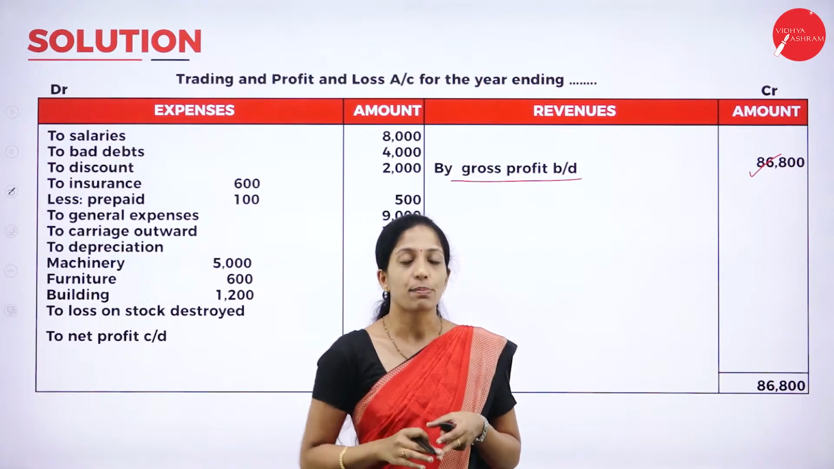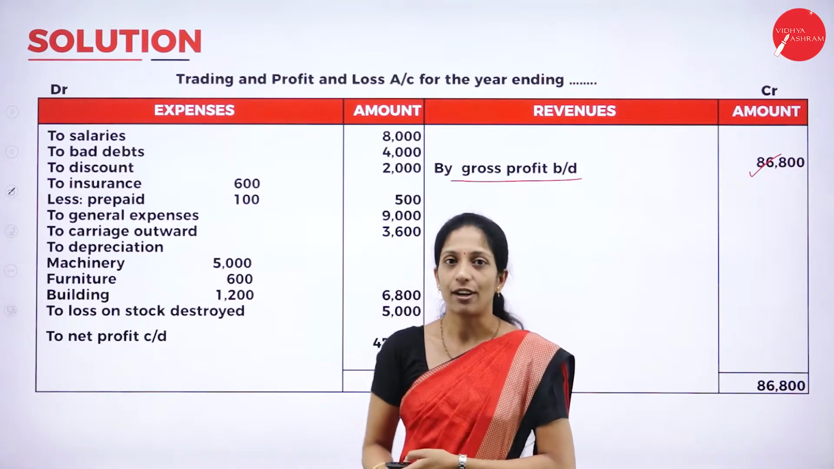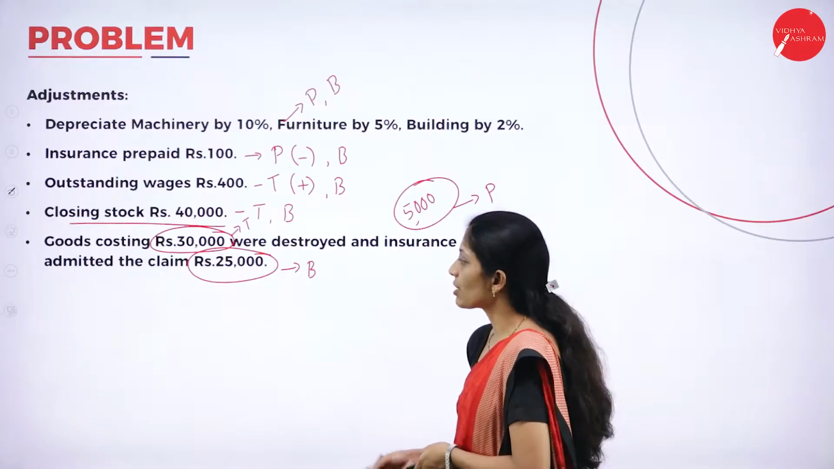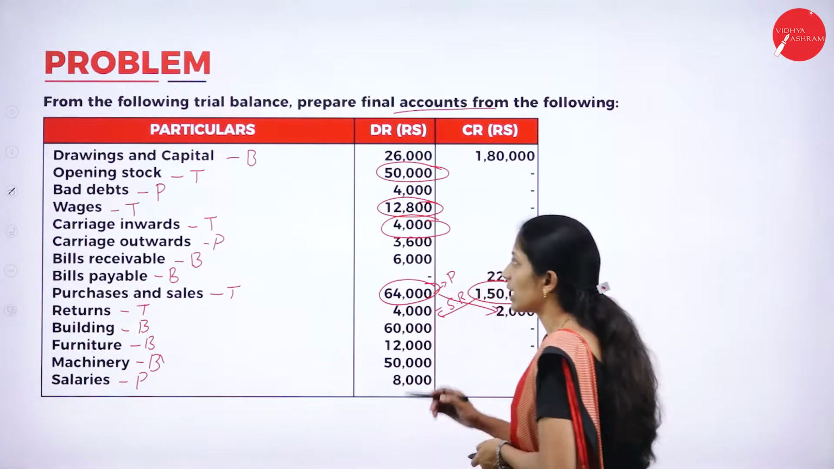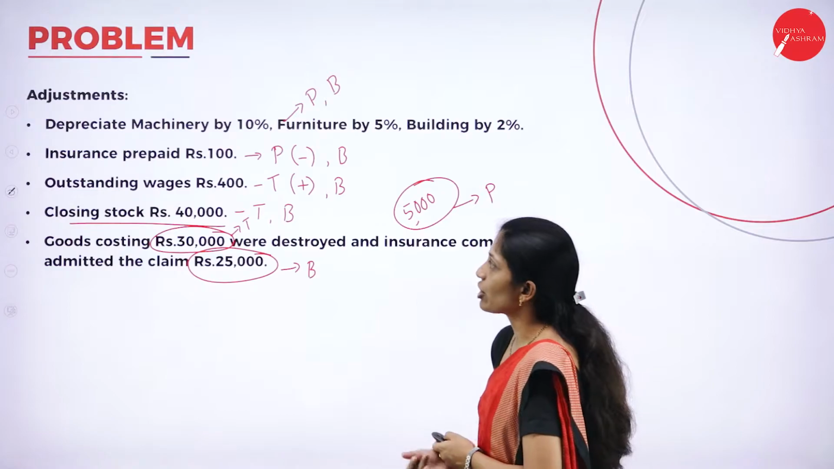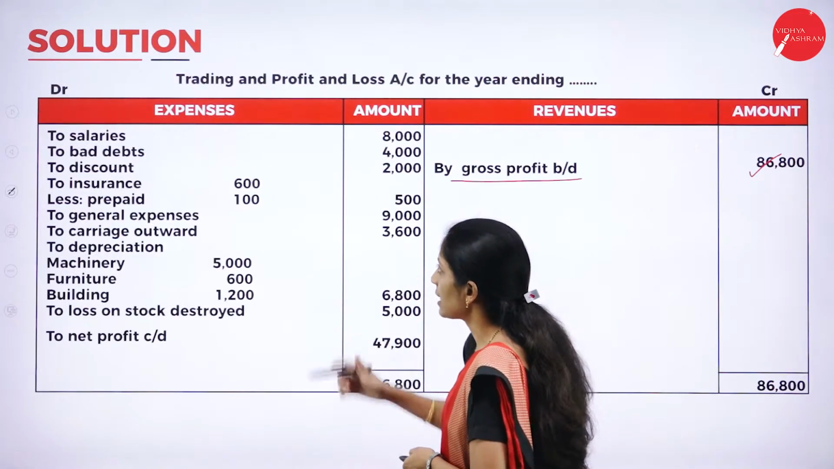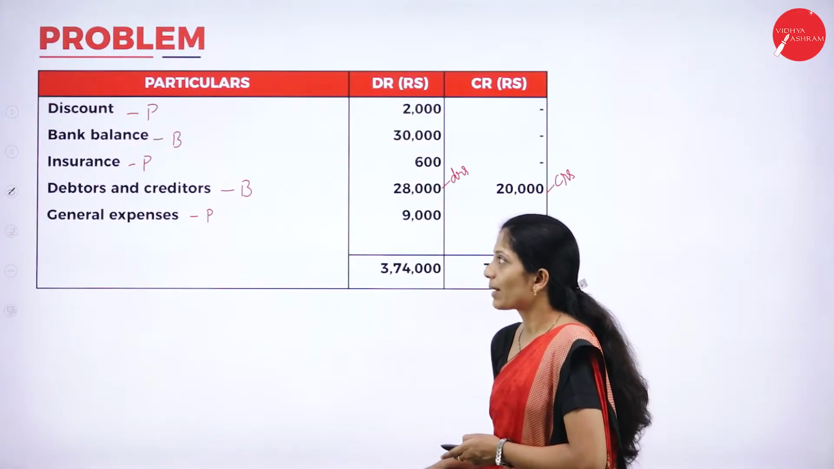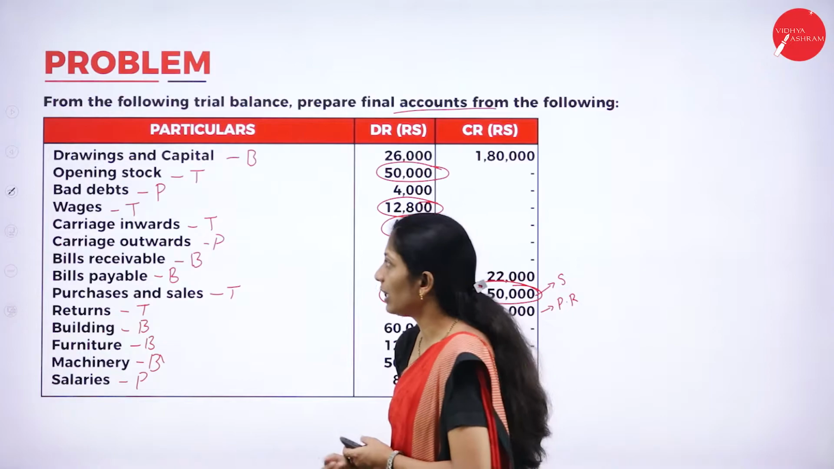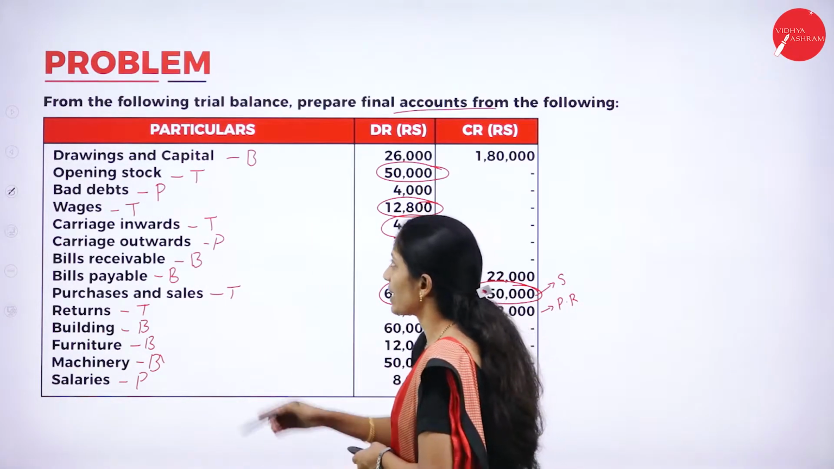All the indirect expenses and indirect income we have to record in the debit side of profit and loss account. So we shall start with salaries. Salaries 8,000. Let us see whether there is any adjustment on salaries. No, so directly write salaries, 8,000. Now coming to the next one, we shall see the trial balance one by one. Let us record each and every item, that is indirect expenses.